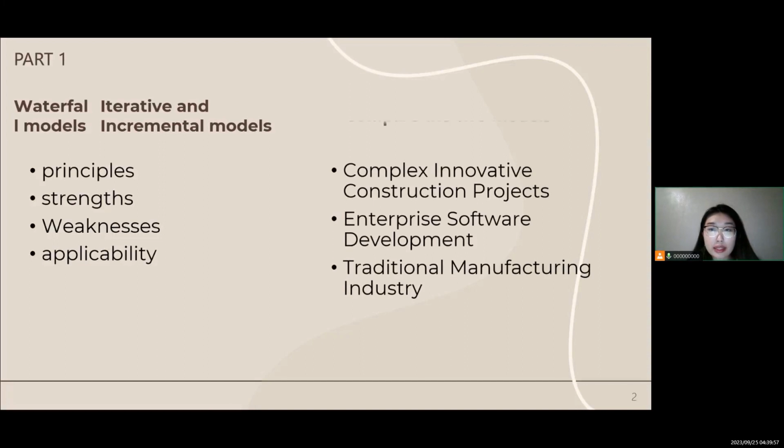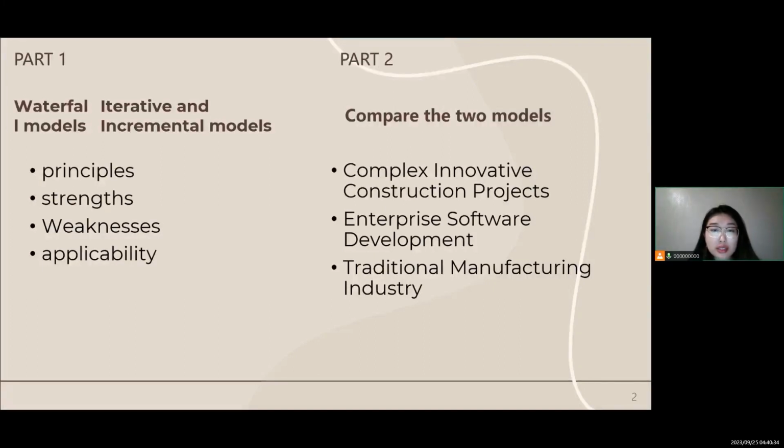And next, let us see part 2. Let's illustrate with multiple real-world examples when one model may be more suitable than another. We will focus on the following 3 examples, named Complex Innovative Construction Project, Enterprise Software Development, and Traditional Manufacturing Industry. And let us see the first.